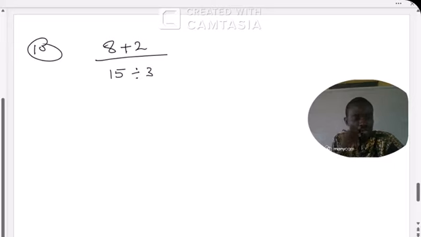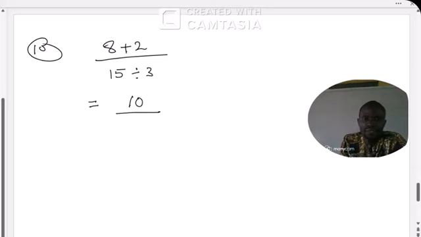So let's apply the law there. In the numerator we have 8 plus 2, that is 10. In the denominator we have 15 divided by 3. That's going to give us 5.